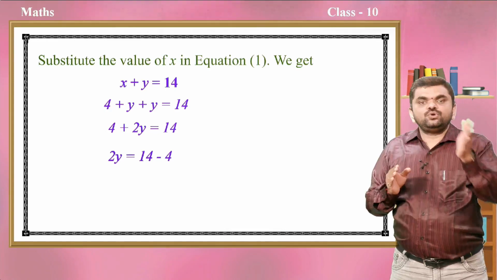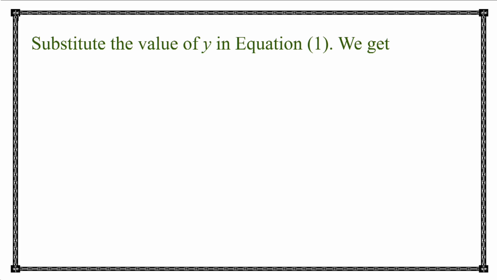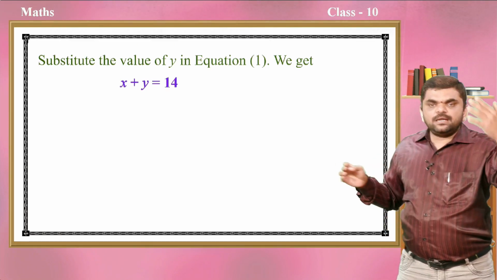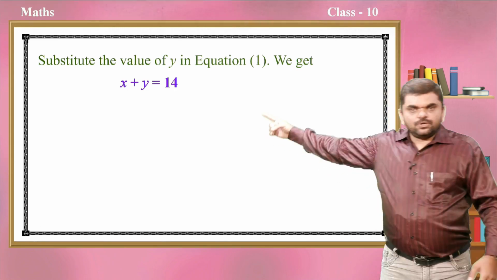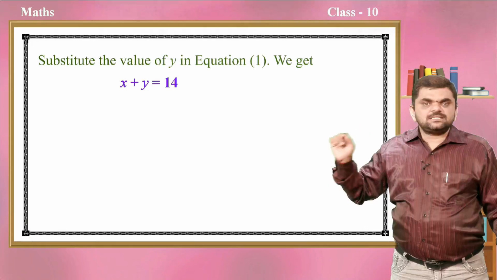Transfer 4 to RHS. We will get 2y is equal to 14 minus 4, that is 2y is equal to 10. What is the value of y here? 10 by 2, or divide both sides by 2, we will get y is equal to 5. So by this substitution method, we get the value of y as 5. Now substitute the value of y in equation number 1, that is x plus y is equal to 14. In the place of y, we put the value of y, that is 5.